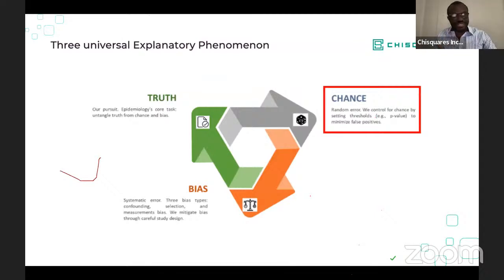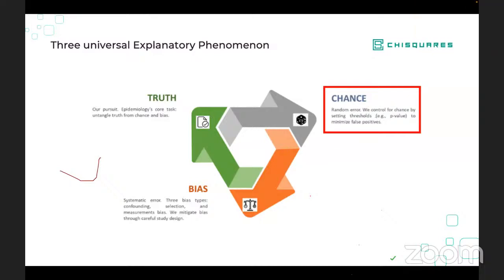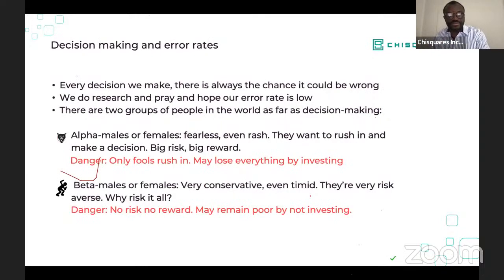All right, now let's go back to the third pin, which is chance. So remember, we said every phenomenon in the universe can be explained by truth, chance, or bias. You have to understand those things to even do regression analysis. Otherwise, you might just be putting out garbage. So let's talk about chance. For us to understand chance, we need to understand the concept of decision-making and error rates, right? If we took all the people in the world and put them into categories, we can say there are 2 types of people: alpha males or alpha females, and beta males or beta females.